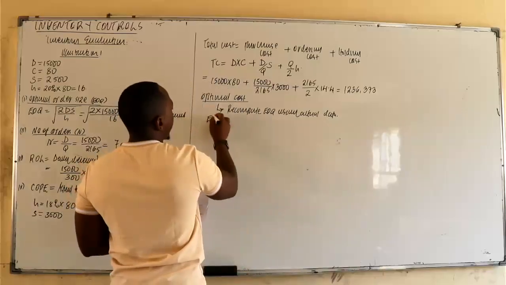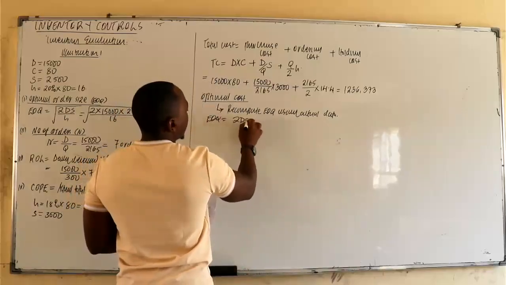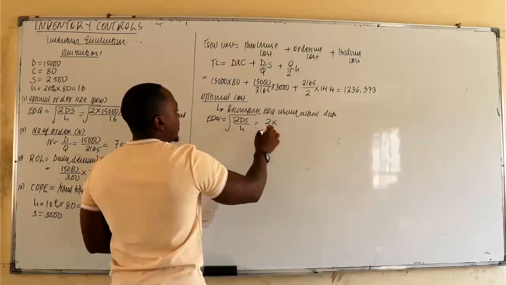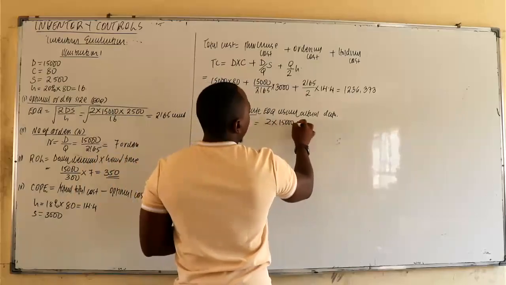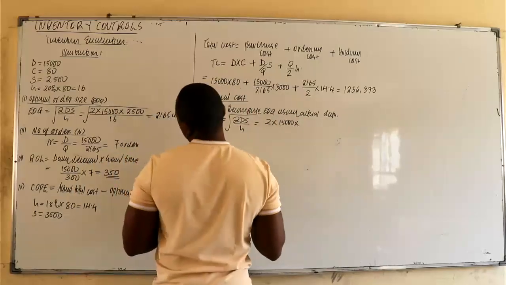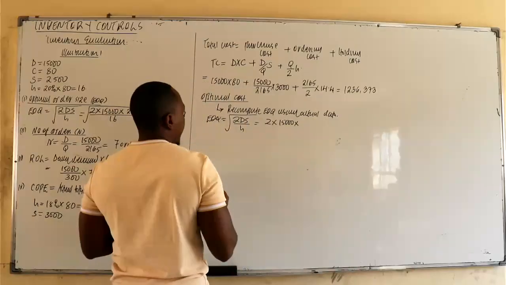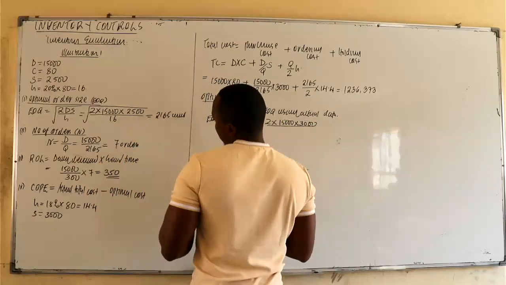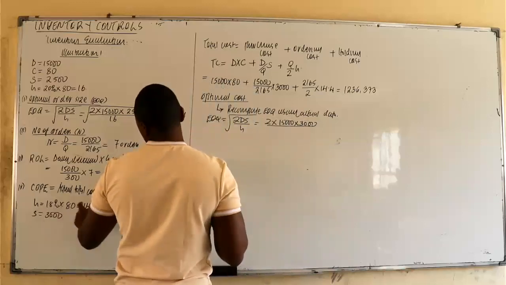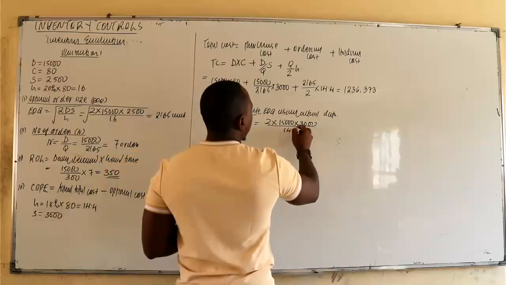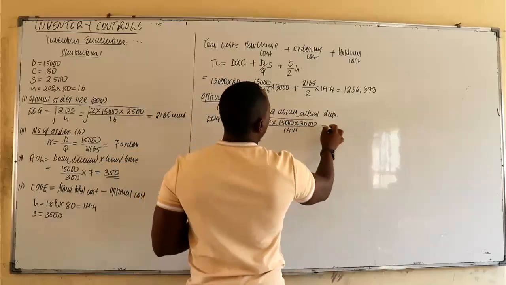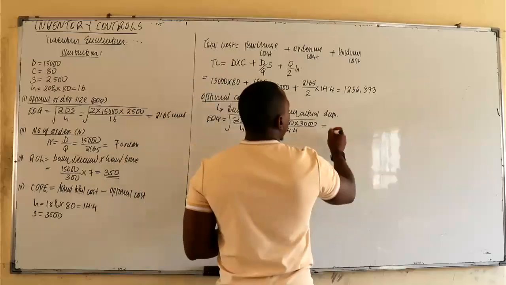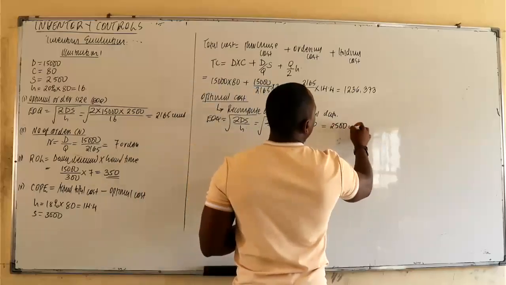whereby EOQ is the square root of 2DS over H. Annual demand does not change, it's 15,000. But now S, the fixed ordering cost, in this case is 3,000. Our actual holding cost, or the cost of capital, is 18%. Cost now is 14.4. Okay? That gives 2,500.